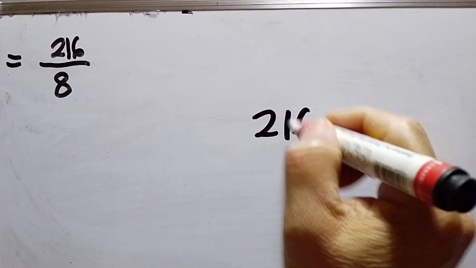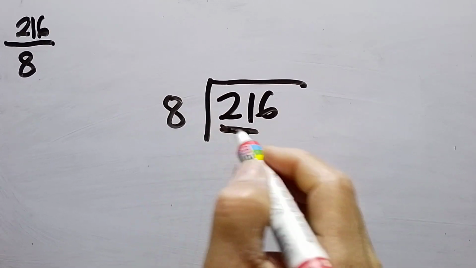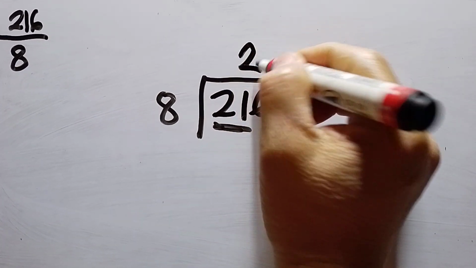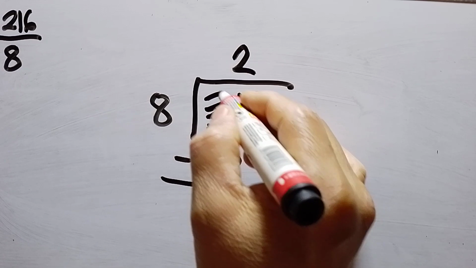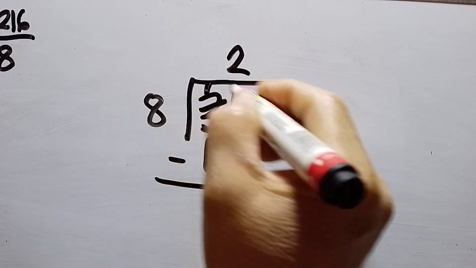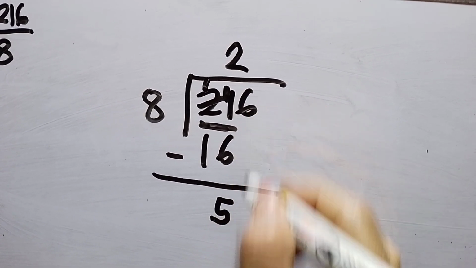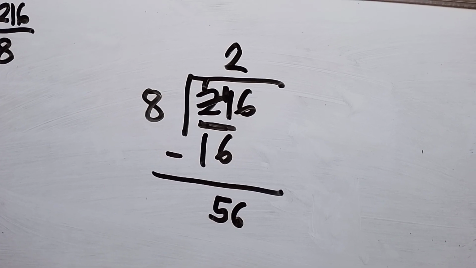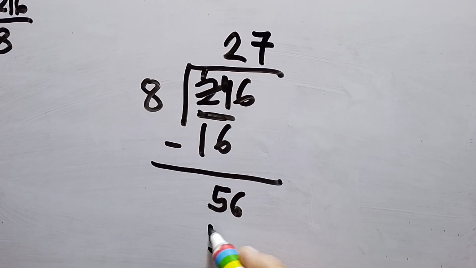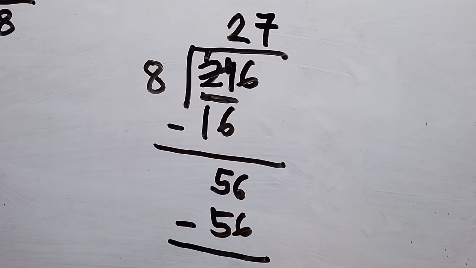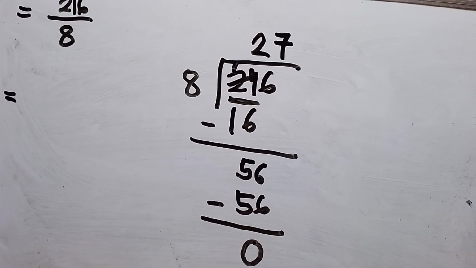So 216 divided by 8. So I will use 21. So how many 8 do I have in 21? Only 2. So 16. Since 1 cannot be subtracted by 6, I will borrow from 2 and then this will become 1 and then this is 11. 11 minus 6 is 5. Bring down 6. So how many 8 do I have in 56? 7. 7 times 8 is 56. Then 56 take away 56, that will be equal to 0. So the final answer for number 5 is 27.